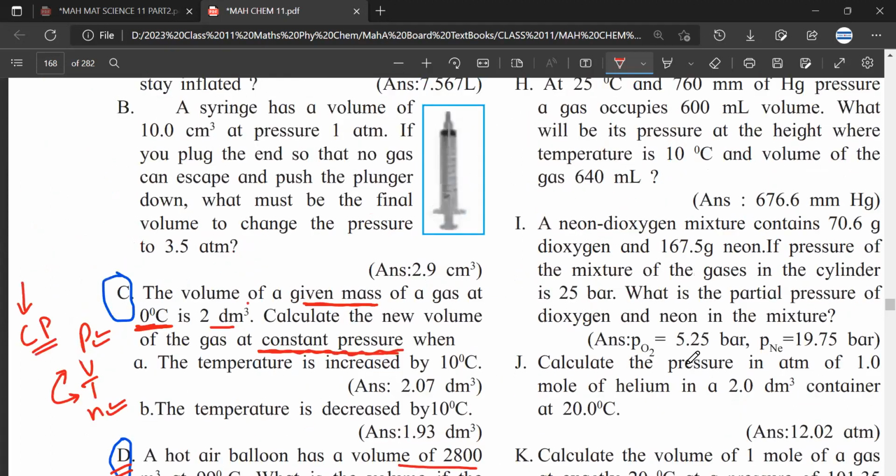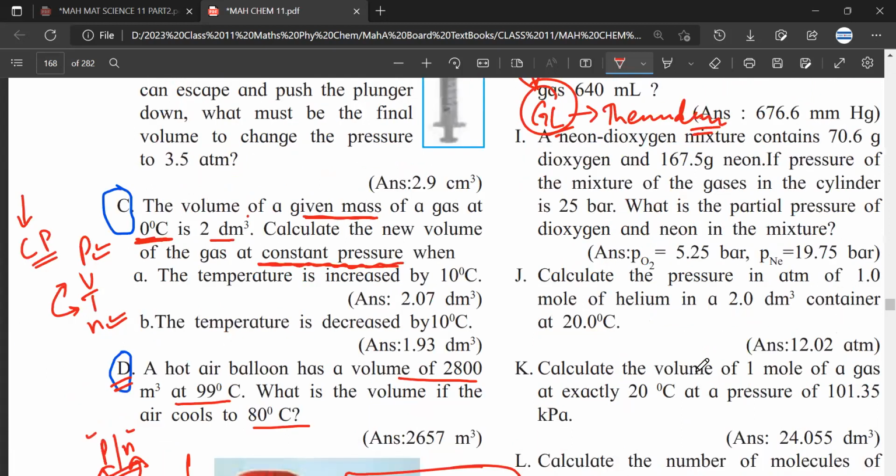See, gas law is a very simple chapter connected to thermodynamics. Thermodynamics at times becomes a bit difficult, but gas laws is very simple. People who find gas law difficult are the people who are facing difficulty in the stoichiometry part. जिनको मोल concept समझ नहीं आता उनके लिए gas law थोड़ा सा difficult हो जाता है. Otherwise it is a very simple concept.